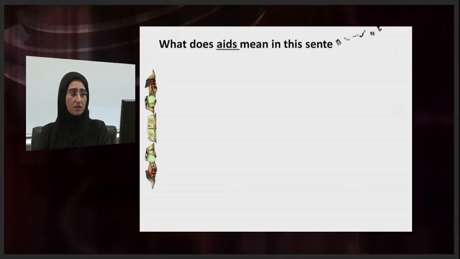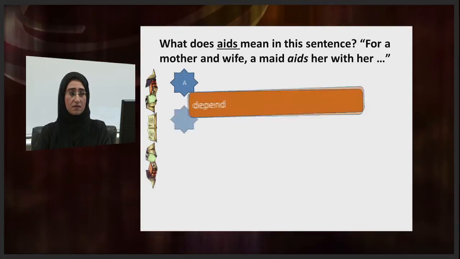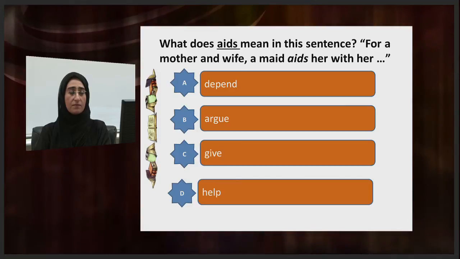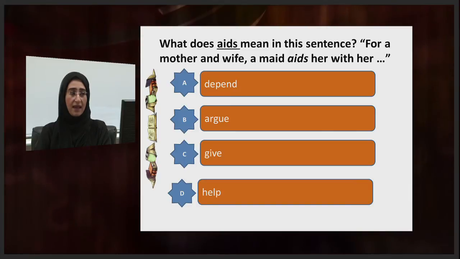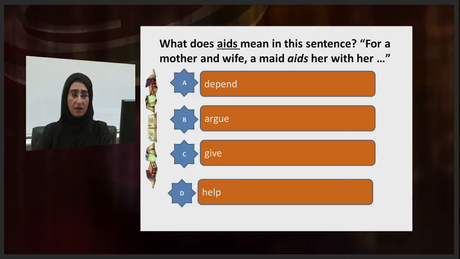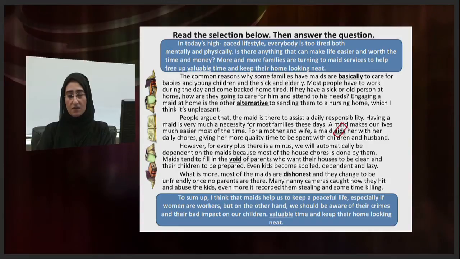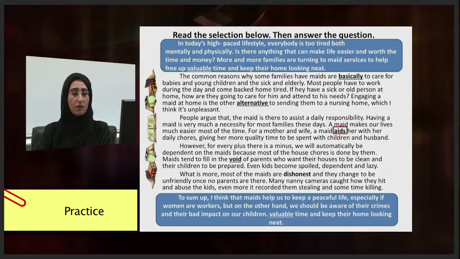The second question. What does aids mean in the sentence? For a mother and a wife, a maid aids her with her. So we have here aids. A, depend. B, argue. C, give. D, help. So here we need to go back to the text. If you can remember, this is the text that we used in the first and the second lesson. And it is about maids.